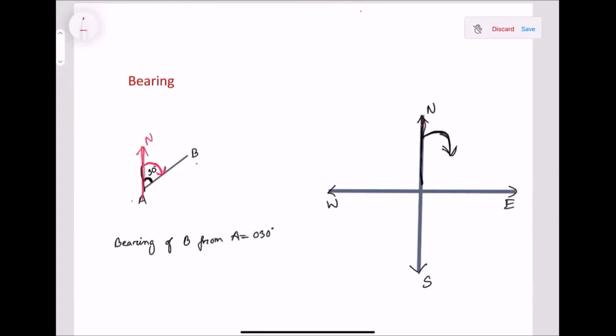Since these lines are perpendicular to each other, we have 90 degree at each quadrant. And bearing is measured from this line. So bearing at north line will always be 0. Then you start moving in a clockwise direction, so the angle will increase 10, 20, 30, 40. So at east line, the angle is 90 degree. Then if you keep on increasing, we get 90 plus 90. So at south, it's 180. Then we have a 90 degree over here. So at west, the bearing is 270.